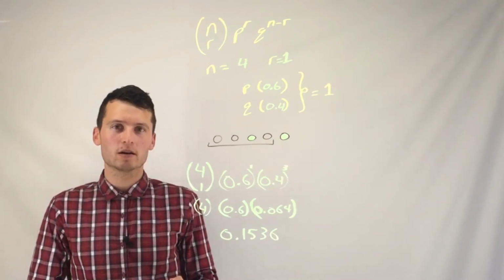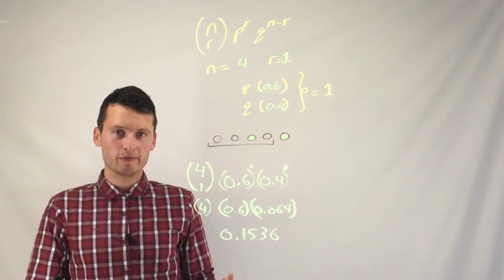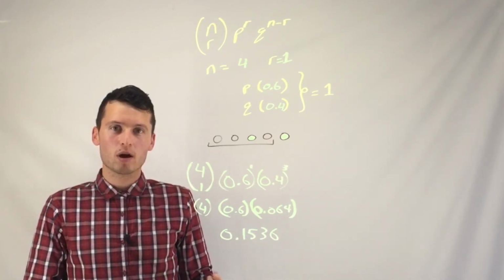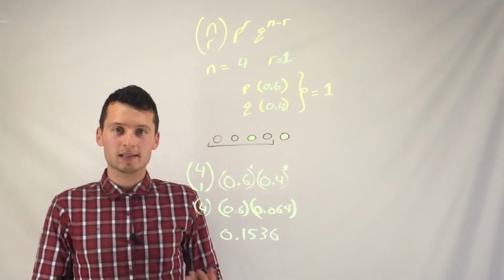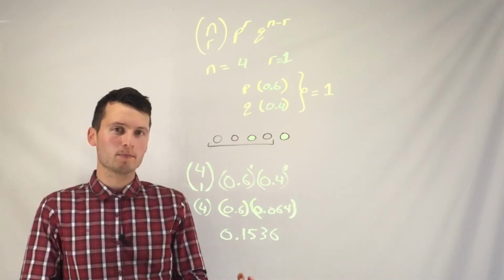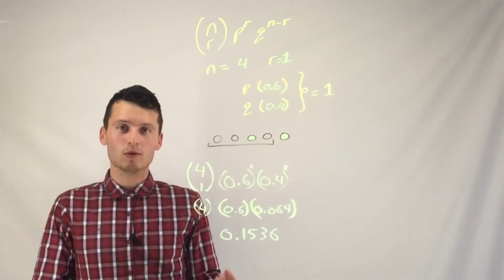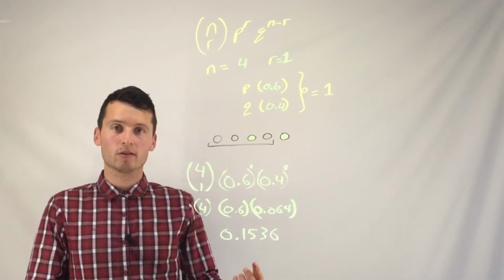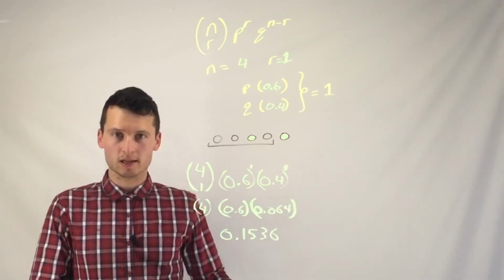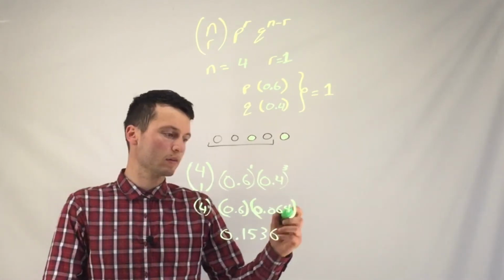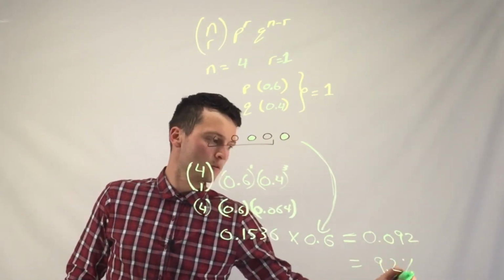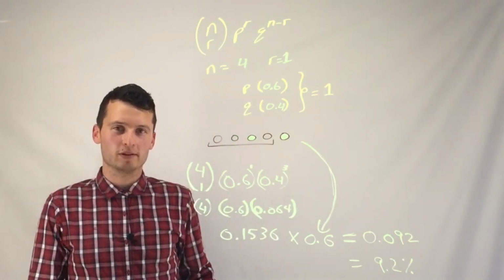However, we also need her to score on the 5th throw. And because this is a standalone event, the probability remains the same, 60%. So we multiply 0.1536 by 0.6, or 60%. So the answer is 9.2%.